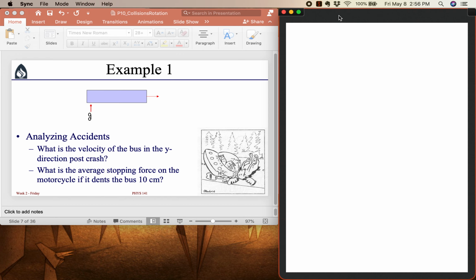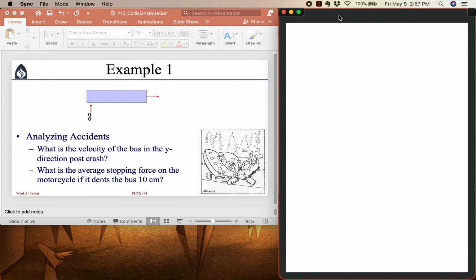So let's see if we can calculate a few things about that crash video that we just saw. One of the things we'd like to find out is what was the velocity of the bus in the y direction after the crash. The bus driver claimed that he barely felt it, so that would indicate that the bus didn't move very much after the crash. And then also, what is the average stopping force on the motorcycle if it dents the bus a distance of 10 centimeters?